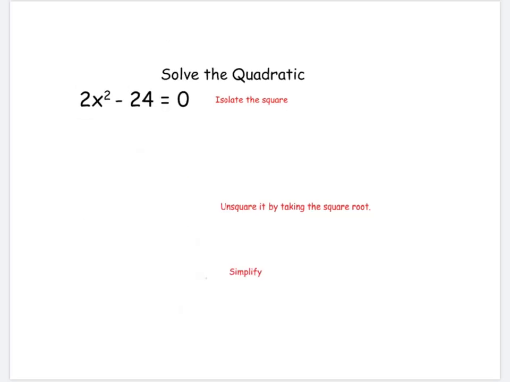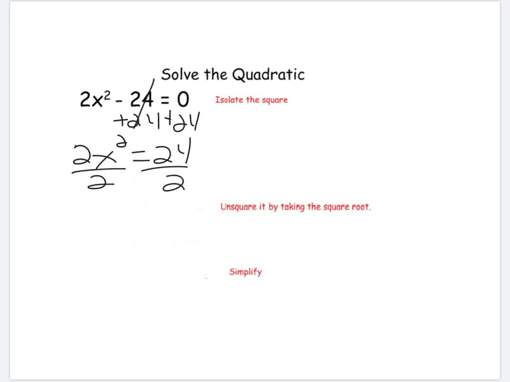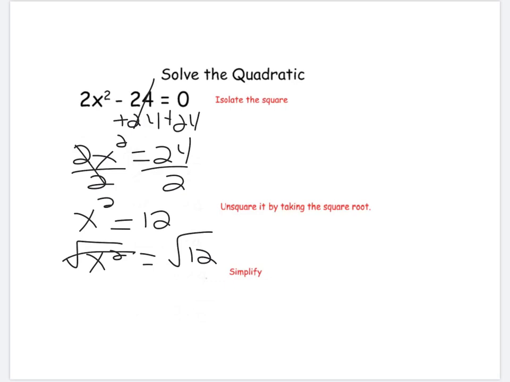Let's take a look at one that's very similar to what we just did. So I need to isolate my square, so I have to add 24 to both sides. The minus 24 plus 24 cancel each other out, so I'm left with 2x squared equals 24. I then need to divide both sides by 2. Now I have my x squared isolated, and 24 divided by 2 is 12. So then I need to take the square root of both sides, the square root of x squared and the square root of 12. Square root and square cancel each other out. I'm left with x equals positive and negative square root of 12.